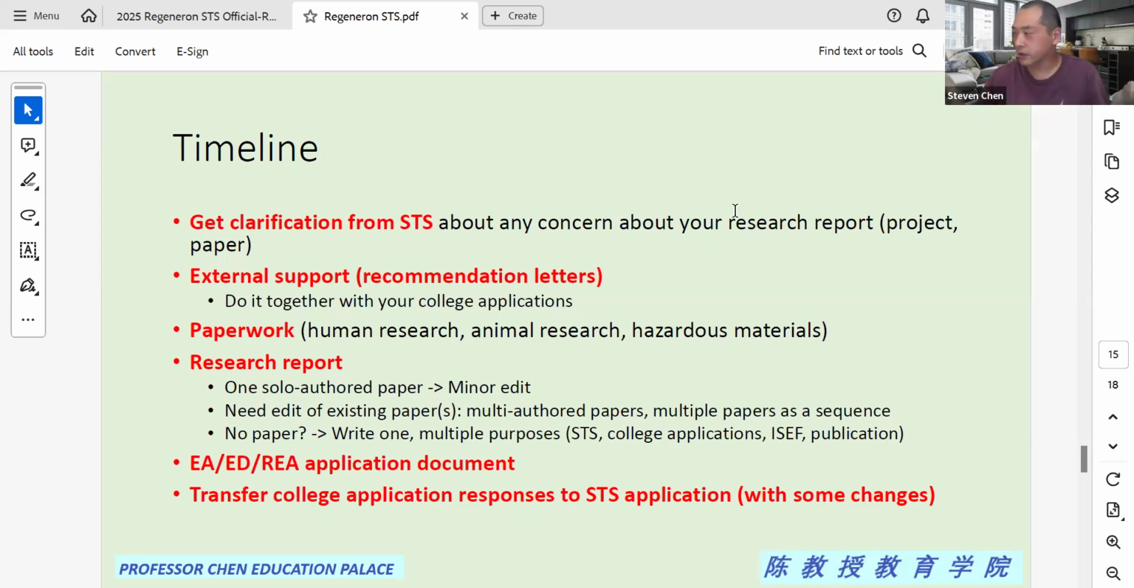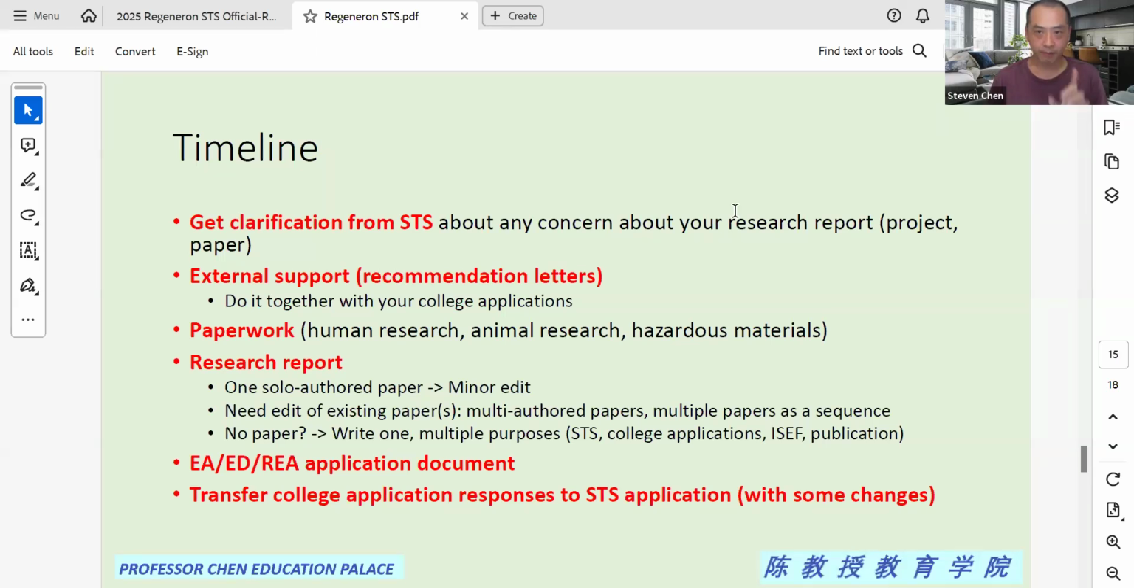Some other people will say, I did 2 pieces of research in the past 2 years, and they're in the same category. Would it be possible for me to put them together? And if you try to put them together, in what way? There are lots of such subtle questions that cannot be answered by their published guideline handbook. Therefore, before you formally start to prepare your research report, do not make random guesses. After knowing what questions and concerns you have, directly contact STS. This is the first thing you should do.